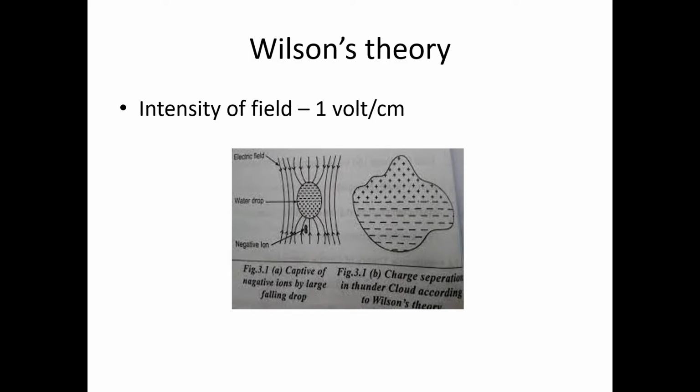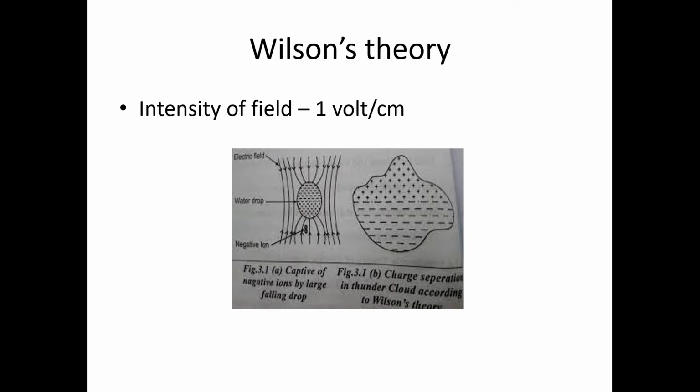And now what happens is the positive charges in the lower part of the raindrop attract all the negative charges in the atmosphere. So now the negative charges get settled at the lower part, and the positive charges get settled at the upper part of the cloud. So according to Wilson's theory, in a large negatively charged raindrop, the upper portion of the cloud consists of positive charges, and negative charges will be in the lower part.